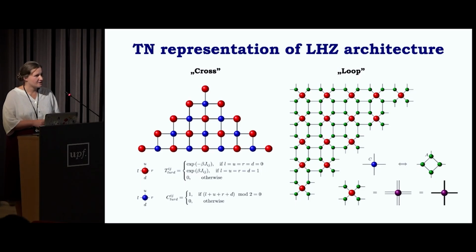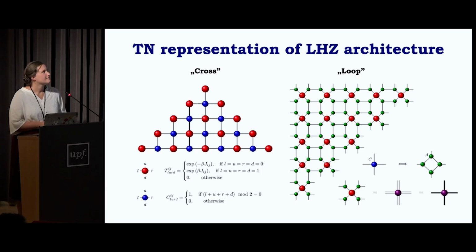In the cross representation, this is a very straightforward representation of LHZ. We have two types of tensors: the, let's say, local tensors, which correspond to the physical spins, and we also have the parity tensors, which correspond to those parity constraints in LHZ.